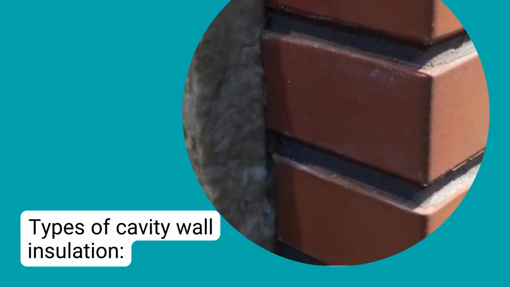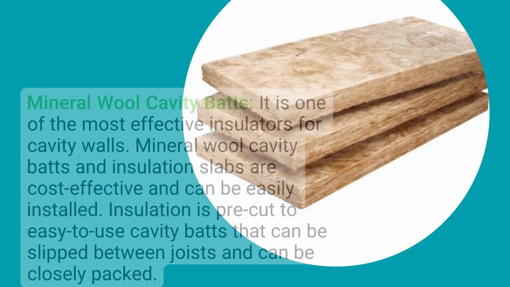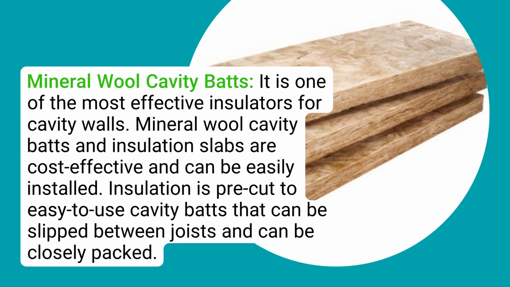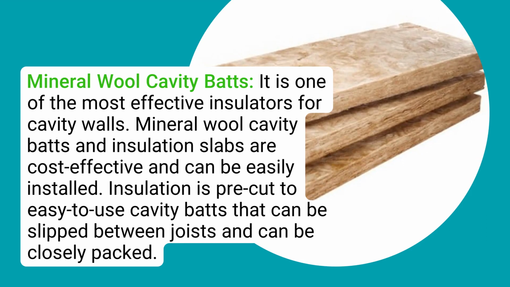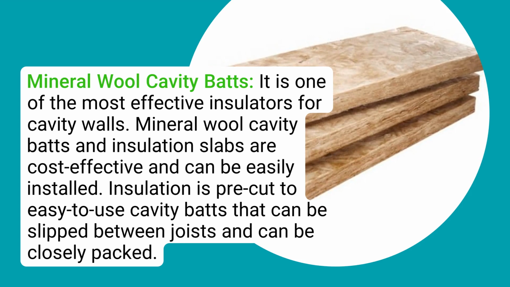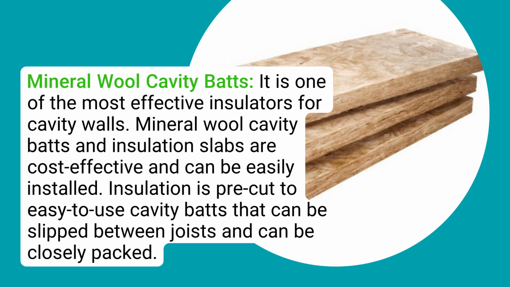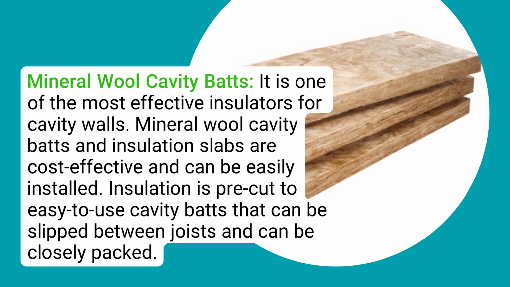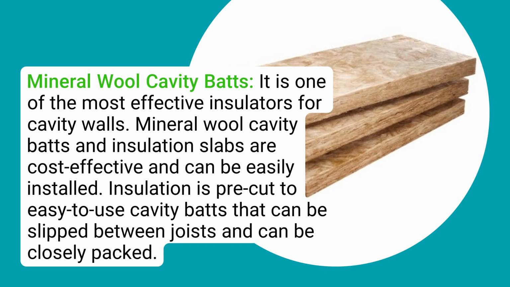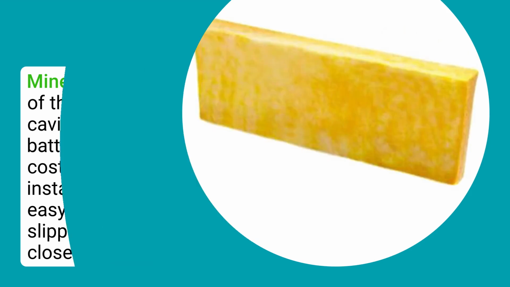Types of cavity wall insulation. Mineral wool cavity batts. It is one of the most effective insulators for cavity walls. Mineral wool cavity batts and insulation slabs are cost-effective and can be easily installed. Insulation is pre-cut to easy-to-use cavity batts that can be slipped between joists and can be closely packed.